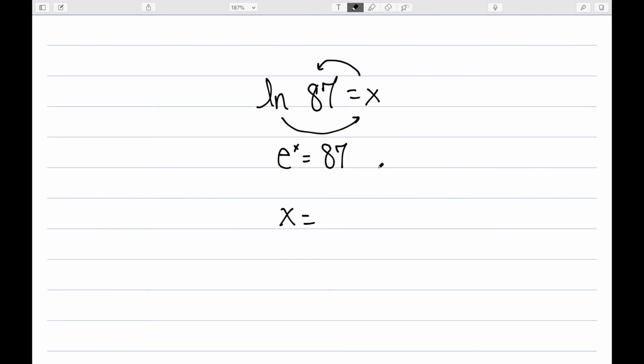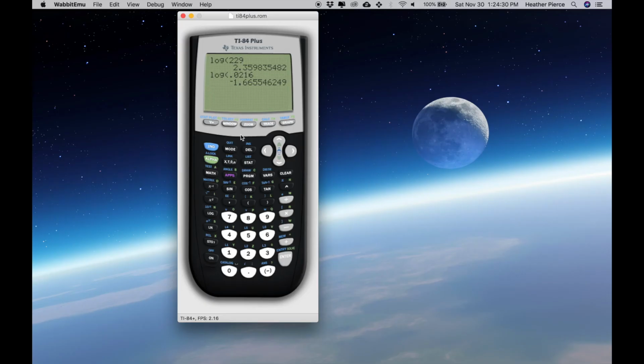And while calculators do evaluate log base 10, they also evaluate log base e. Here's my calculator. Right next to the log button, in this case right below it, I have a button that says ln. And this is my natural log button. We want to take the natural log of 87. So we get 4.466.